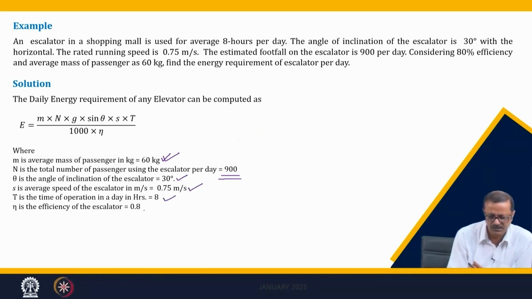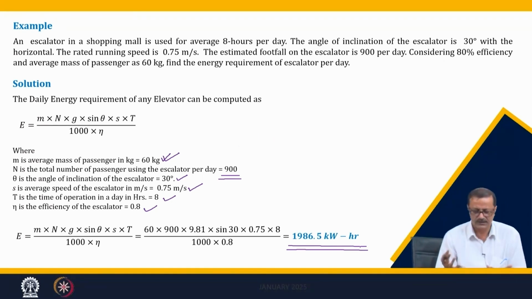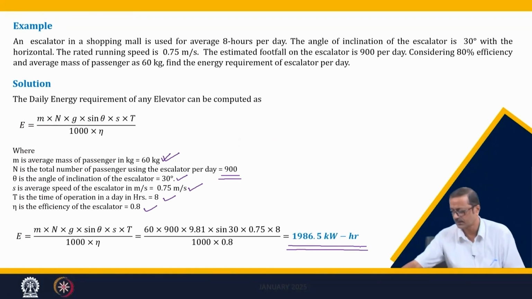8 hours of operation. So, if I put all these things in, I found that per day it will be 1986.5 kilowatt hour, the power demand or energy requirement of this particular escalator.